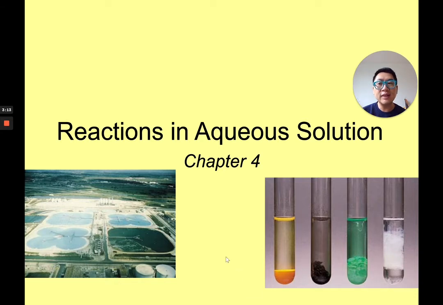When you have things that are aqueous, dissolved in water, and two of them mix together and form a solid, it's kind of like curdling of milk. You can add something acidic, like vinegar or lemon juice, to milk, and it'll start forming curds. It'll start curdling up, and you'll see lumpy parts. Those are curds. That is kind of like a precipitate forming. So this chapter is called Aqueous Solutions.